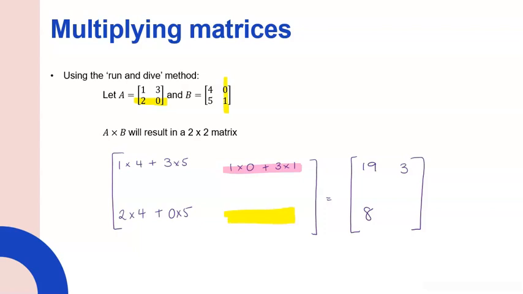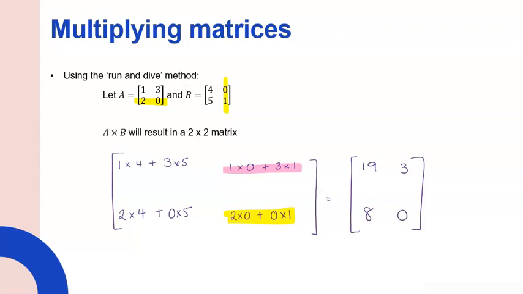Start of the row, 2. Top of the column, 0. So 2 times 0. Plus, we move across, 0 and down, 1. 0 times 1. 2 times 0 is 0. Plus 0 times 1, 0, gives me 0.